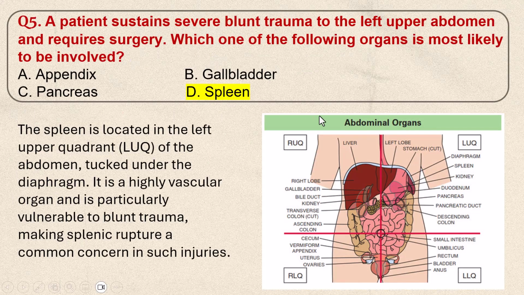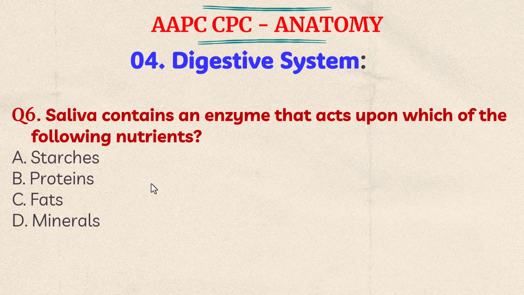Spleen. As I explained in the previous question, the abdomen can be divided into 4 quadrants. The spleen is located in the left upper quadrant. You can see here, it is tucked under the diaphragm. It is a highly vascular organ and is particularly vulnerable to blunt trauma, making splenic rupture a common concern in such injuries.